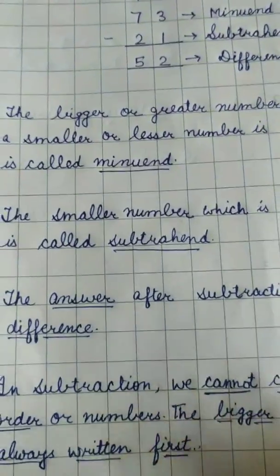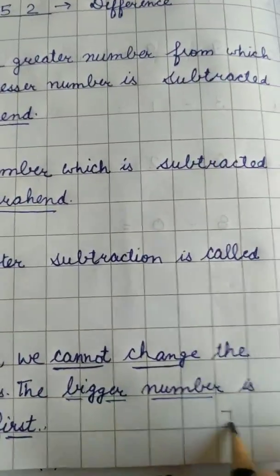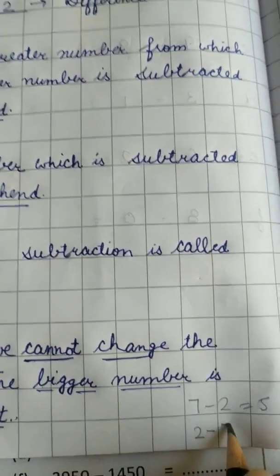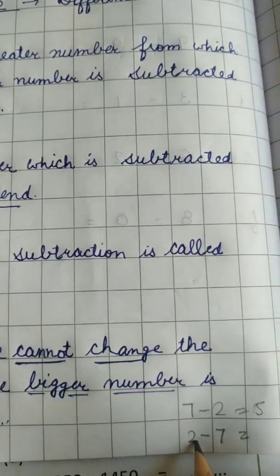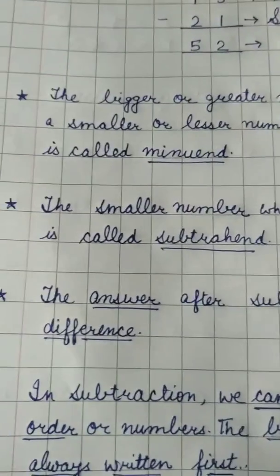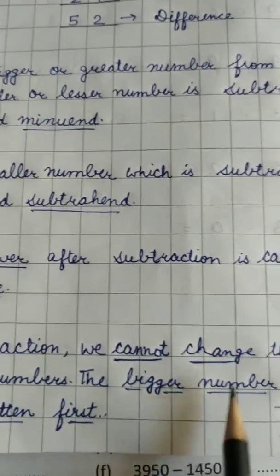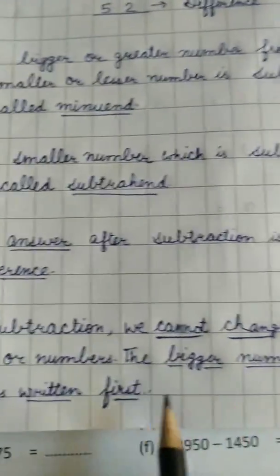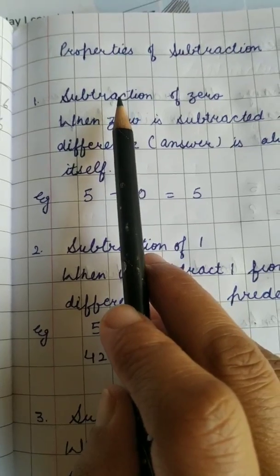Okay, suppose we have an example like 7 minus 2 is equal to 5. But we cannot subtract 7 from 2. It is not possible right now for you. Okay. Now in subtraction we cannot change the order of numbers. The bigger number is always written first.